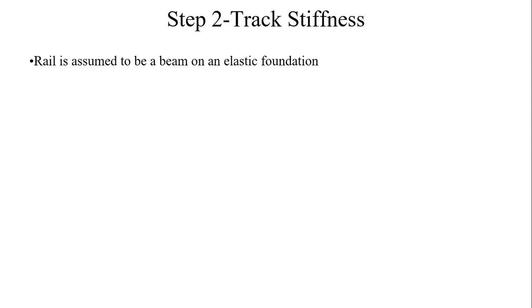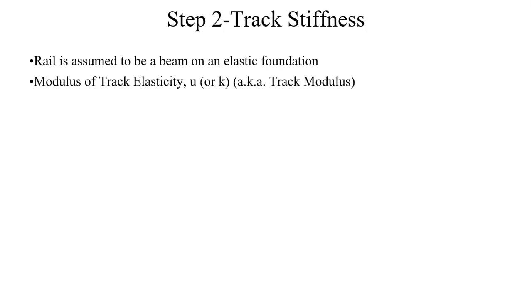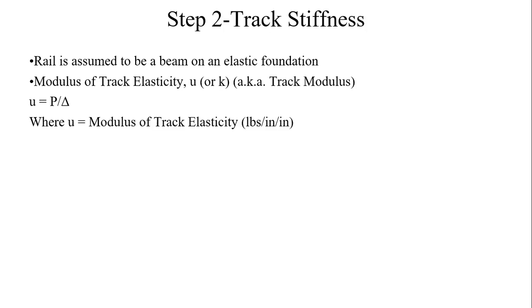Now, step 2 is to know the stiffness of the track. For that, we assume that the rail is a beam on an elastic foundation. Its track modulus, also known as track elasticity, can be calculated with a simple relation: U is equal to load over unit deflection. Modulus of track elasticity is in pounds per inch per inch.